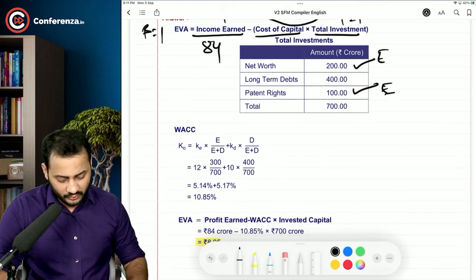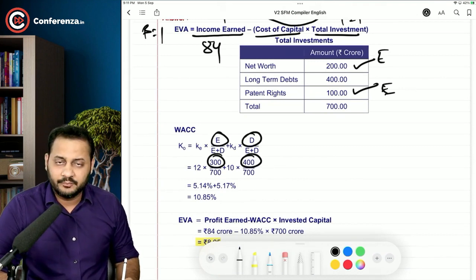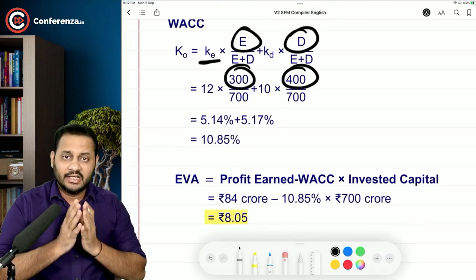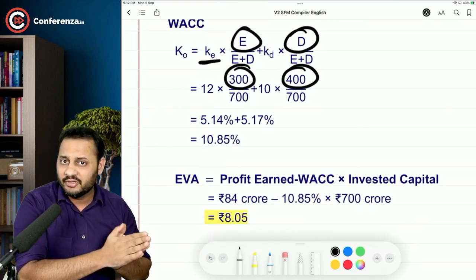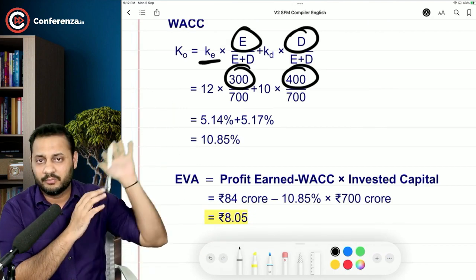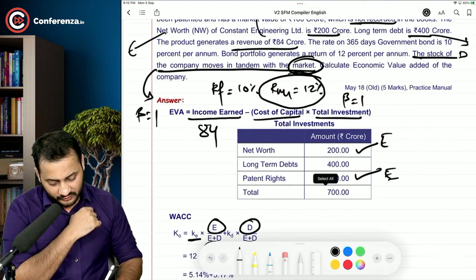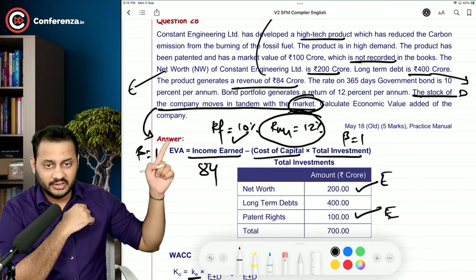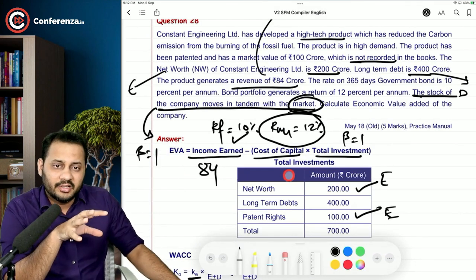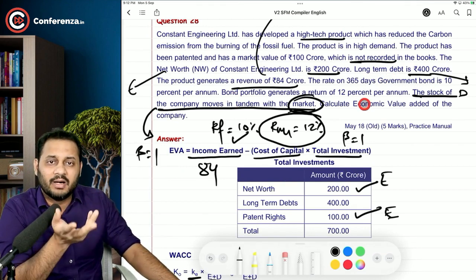Total 700 crore. Okay, sir. Understand. Equity 300, debt 400. Now this is the weighted average cost of capital. Since you said that equity is moving exactly in tandem with the market, that means equity return and the market return will be same, which is 12%. And the next thing that they gave here is the 10% government bond rate. Now I'm pretty much not satisfied because this might confuse you that long-term debt is 400 crore and the bond is 12%, not the market.